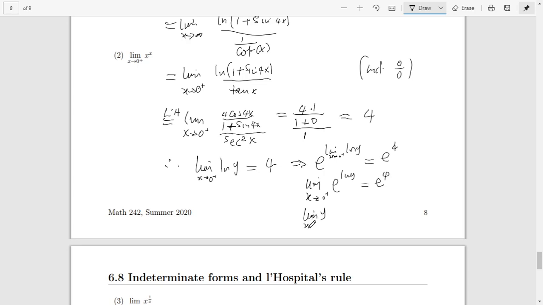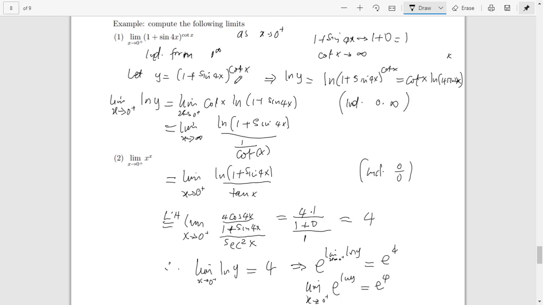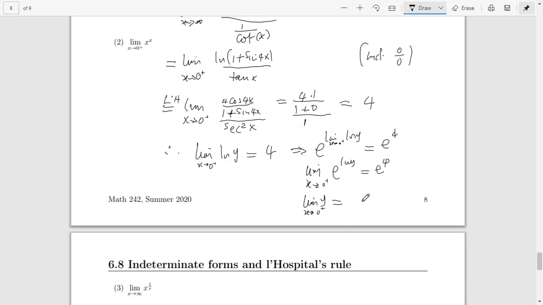So this will be the limit of y as x tends towards 0 from the right, which is equal to, what was my y? Well, look here, I let my y be this whole thing, so I'm just going to change y to that whole thing, and that is the limit as x tends towards 0 from the right of 1 plus sine 4x to the power of cotangent of x, and this thing here is equal to e to the 4.